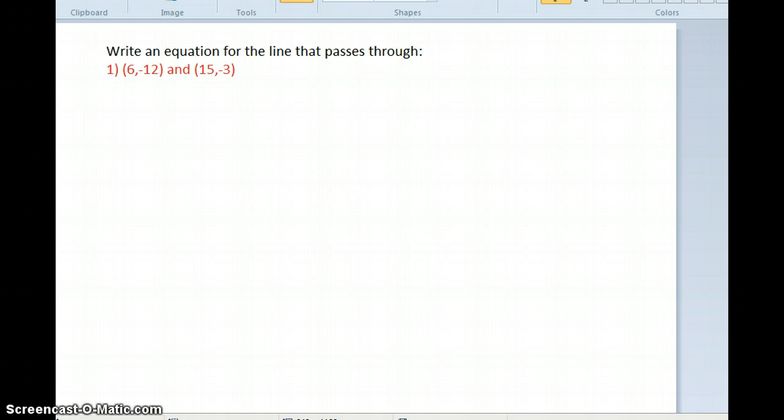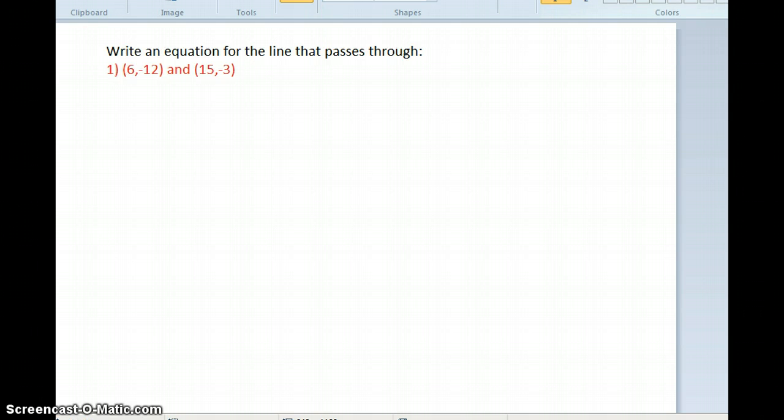So the first question was, write an equation for the line that passes through the point (6, -12) and the other point (15, -3). So that's question number 1. They gave you 2 points. This is the first point in parentheses, the second point in the second parentheses, and they're asking to find an equation for the line that passes through them.